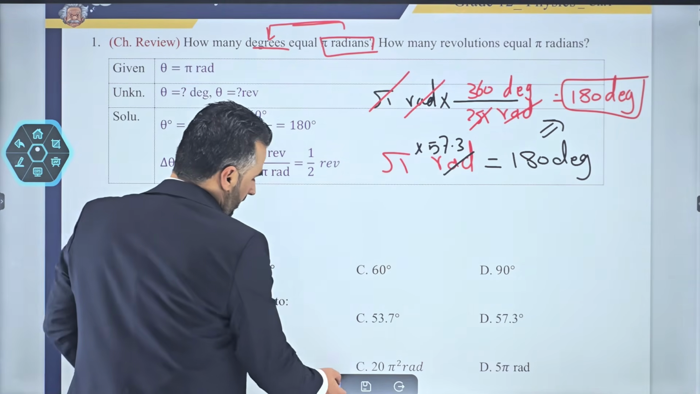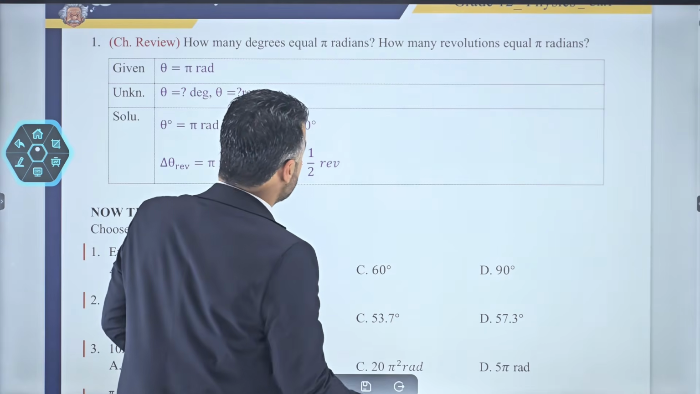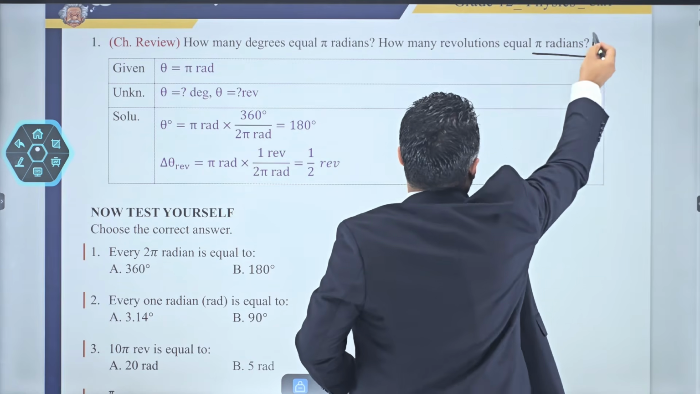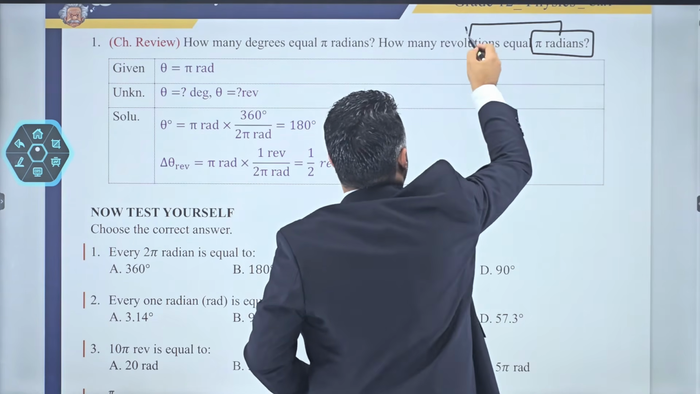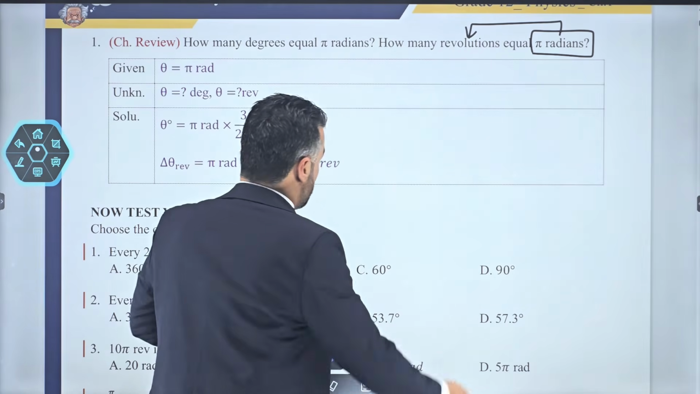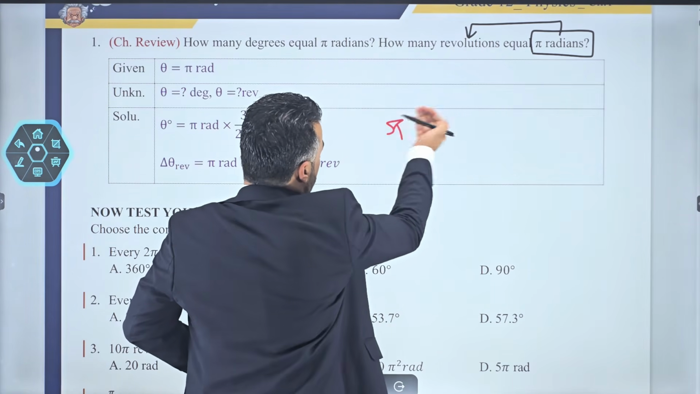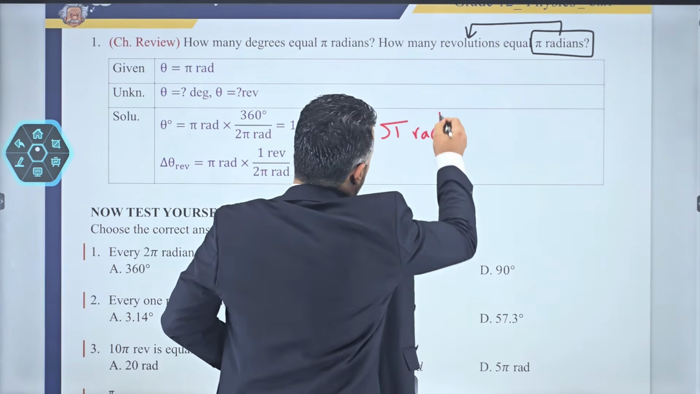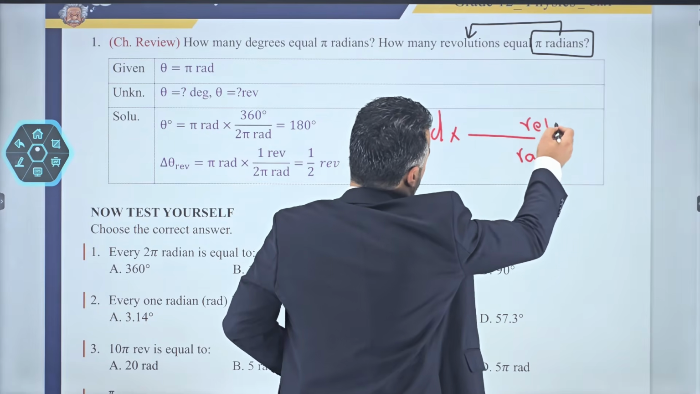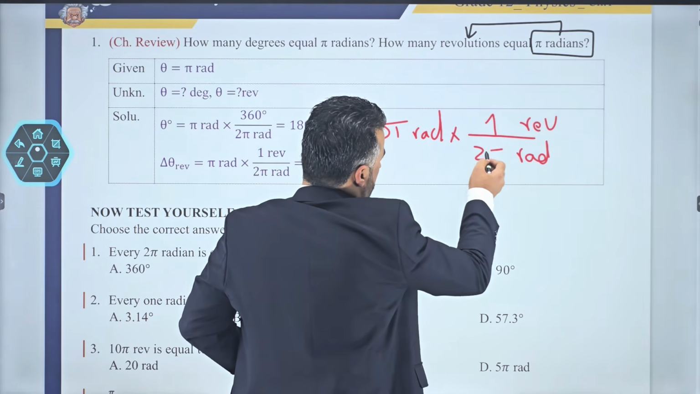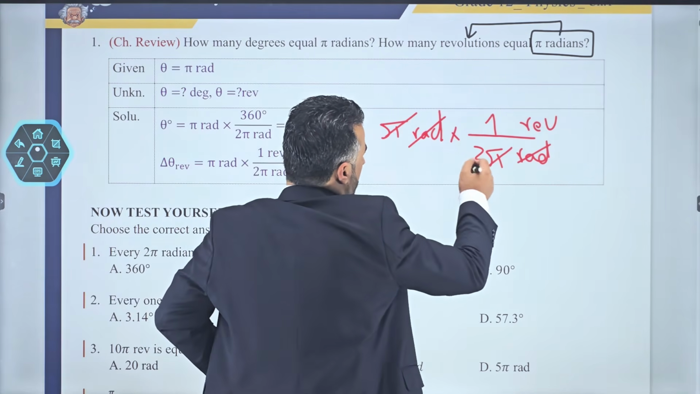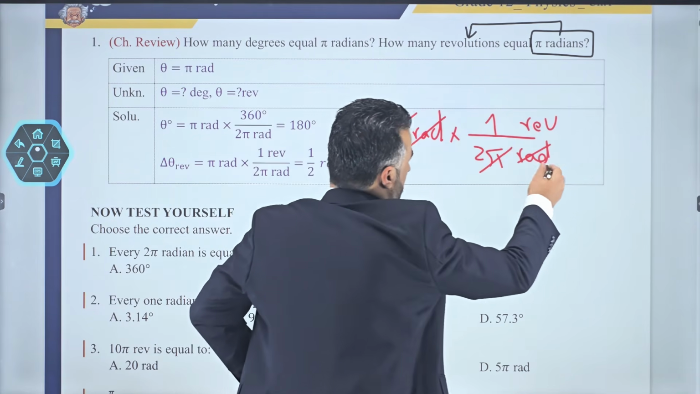What about the second part of the question? It says, this time, how many revolutions equal pi radian? Are they asking us to convert pi radian to revs? Yes. Okay, so we're going to use the same procedure. So we'll say pi radian multiplied by a conversion factor: radian below, revs up, right? There is 1 here, there's 2 pi. So radian with radian, pi with pi, so that is going to be 1 over 2 rev.